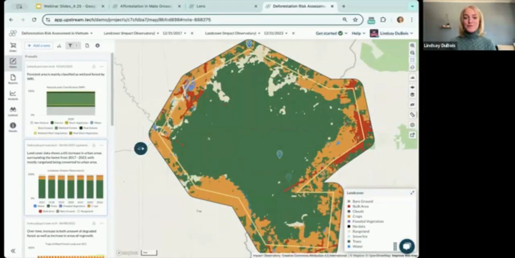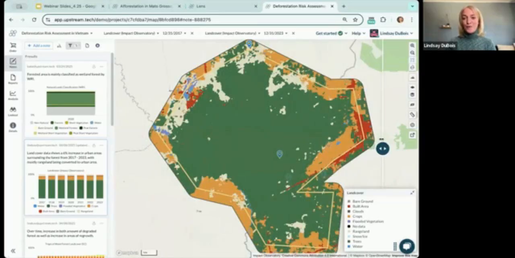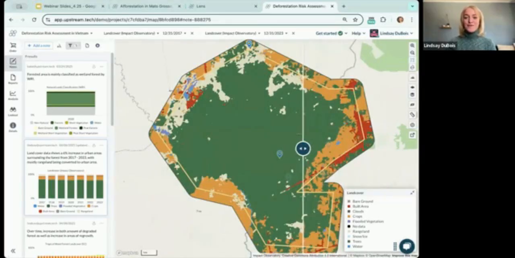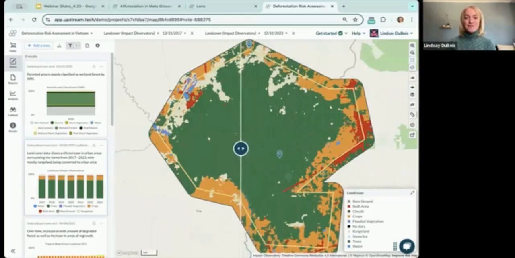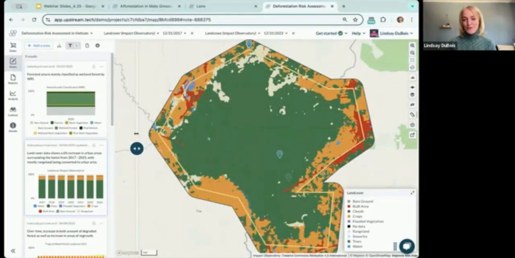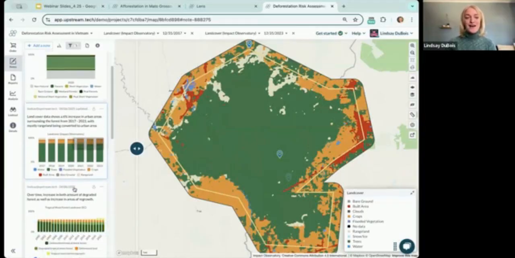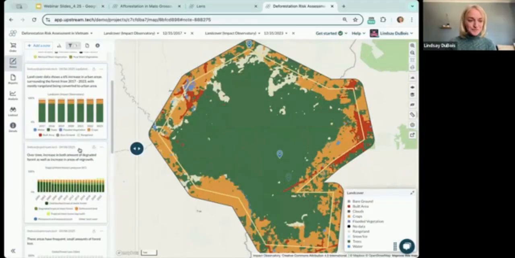And we chose this before and after slider. So before, back in 2017, the property would have looked like this. And we can see as we look at this comparison feature that the orange has taken over most of that open rangeland and has been encroaching on the forest. So we're seeing agriculture as a threat there.